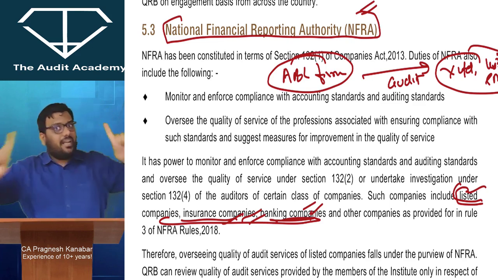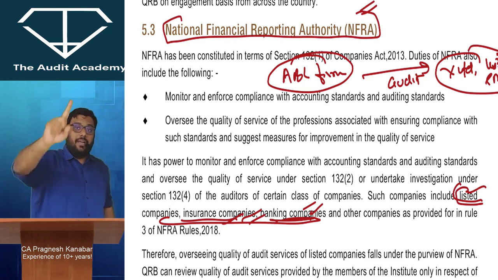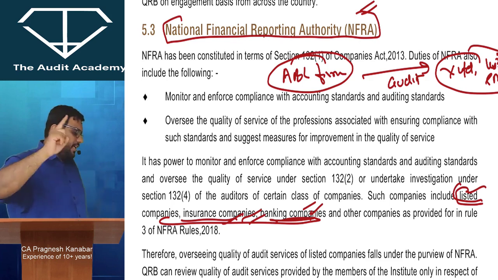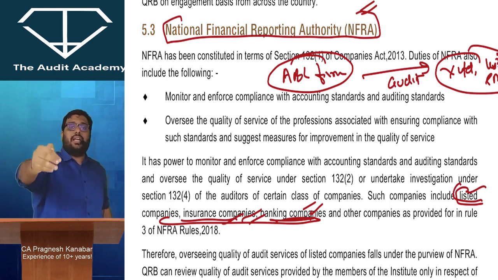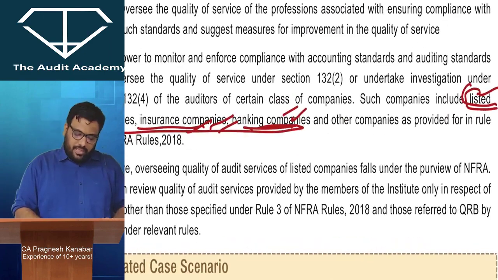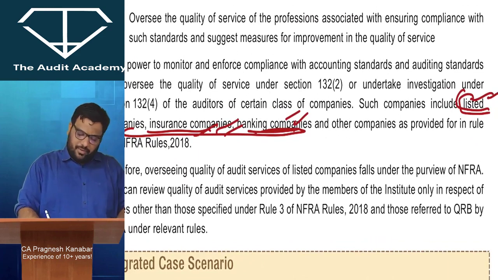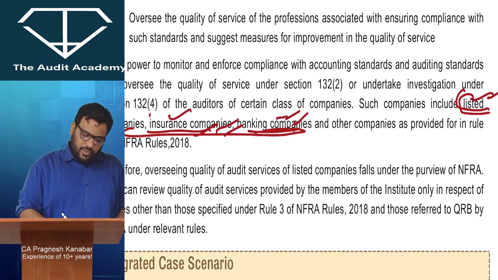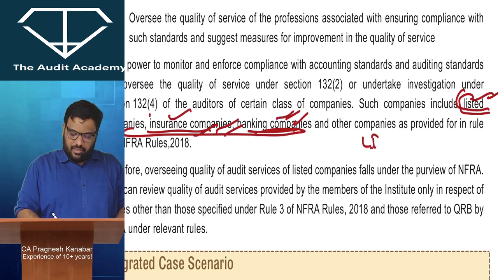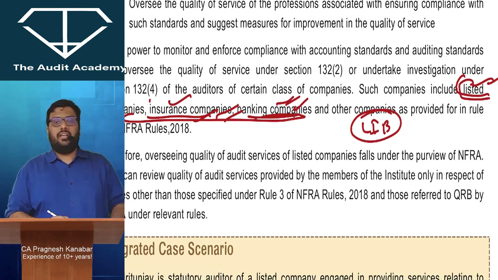some selected companies only. I repeat one more time. National Financial Reporting Authority can investigate accounts and audit of some selected companies only. Which companies? They have given a list over here. Actually, there are 5 to 6 types of companies, but they have given only 3. Listed companies, insurance companies, and banking companies.